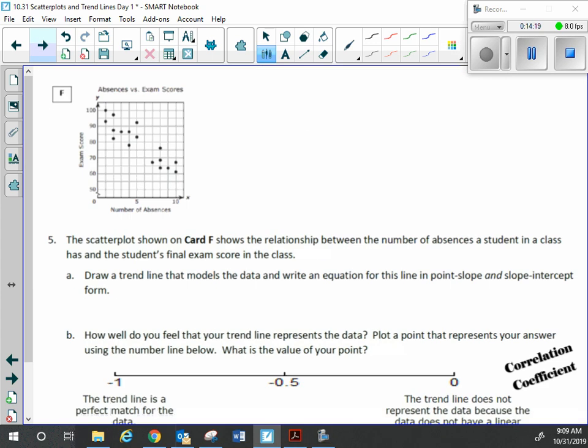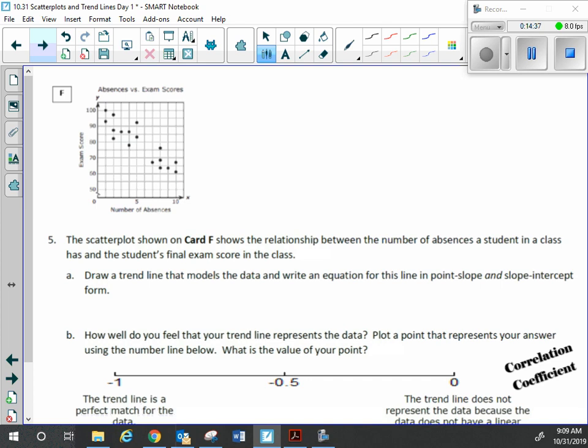Moving right along. Number 5. The scatterplot shown on card F shows the relationship between the number of absences a student in class has and the student's final exam score in the class. Draw a trend line and write an equation in point-slope and slope-intercept form. So I want you guys to do this one with your table group.